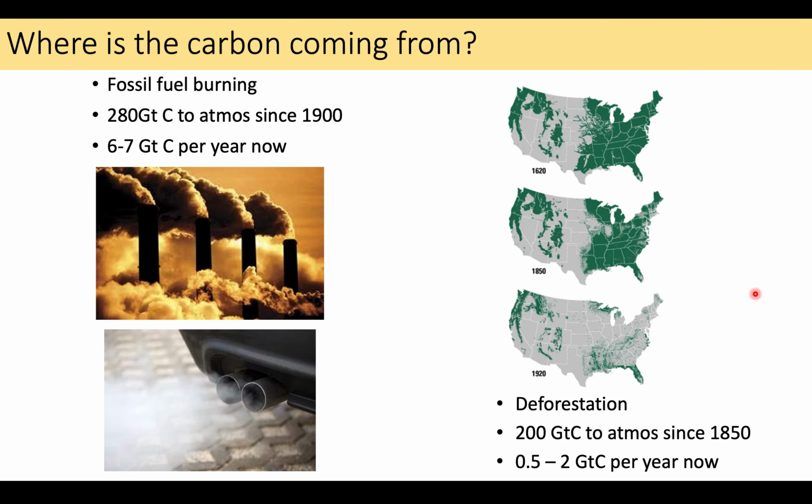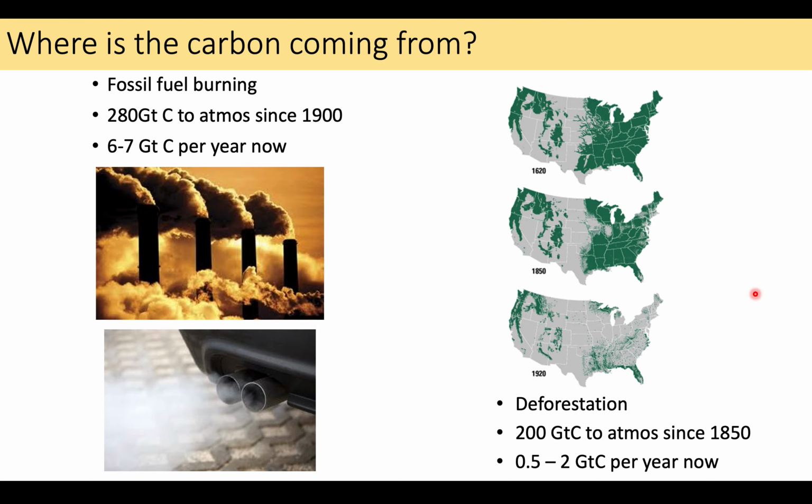So where is the additional carbon coming from? Both methane and carbon dioxide have carbon. That carbon is what is entering our atmosphere and causing most of this anthropogenic climate change. It's due mostly to fossil fuel burning, which is the way that most of our society runs. This adds like 6 to 7 gigatons of carbon per year to our atmosphere, as well as deforestation.